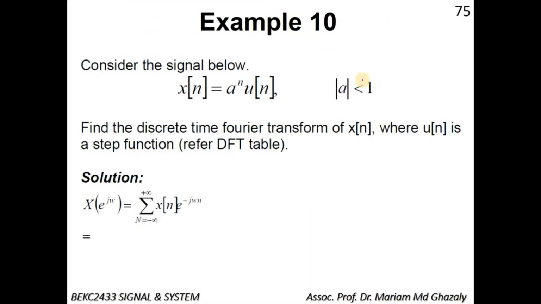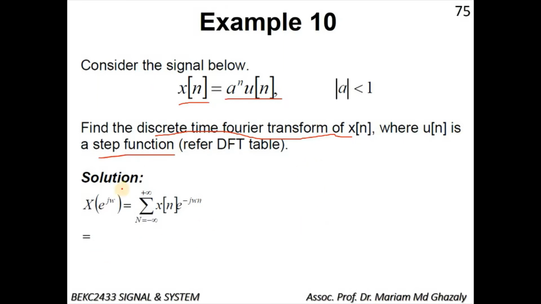Let's look at the example, which is example 10. Consider the signal below. We are given x[n] equivalent to a^n u[n]. If you see here, u[n] is actually a step input signal. Find the discrete time Fourier transform of x[n], where u[n] is a step function.